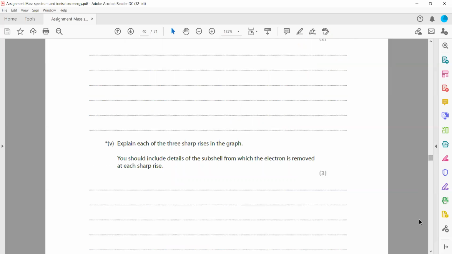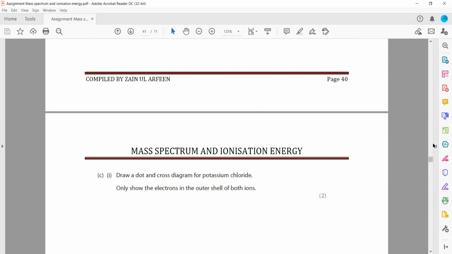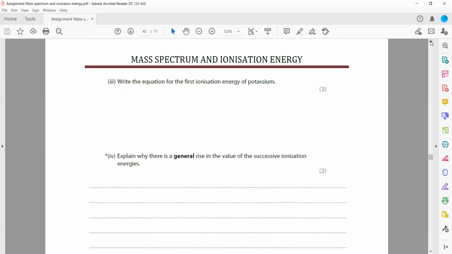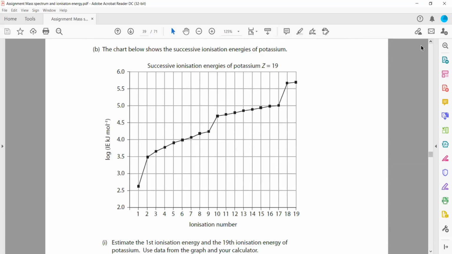Then B5: explain each of the three sharp rises, and you should include the detail of the subshell. So it's 3 marks. For the three sharp rises, it's better you write the electronic configuration. So it is 1s2, 2s2, 2p6, 3s2, 3p6, and this will be 4s1. So 19 electrons are there.